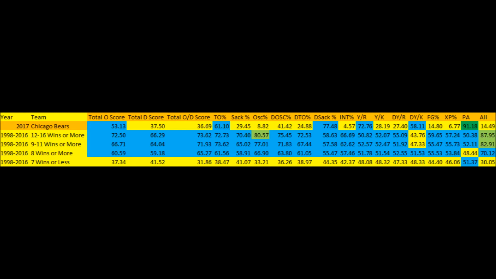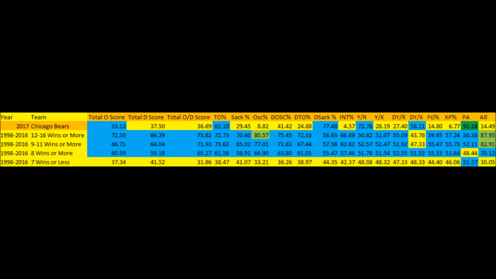So this essentially gives you a general overview of where you need to be if you want to be a team that wins 12 to 16 games, or 9 to 11 wins, or 8 wins or more. This is where you need to be. This is the average of those teams. So it just gives you an idea of where you should be versus where you are, if you will.